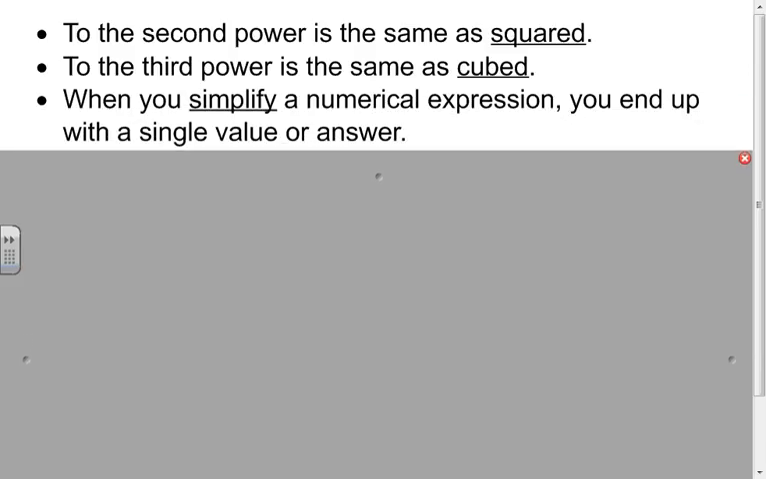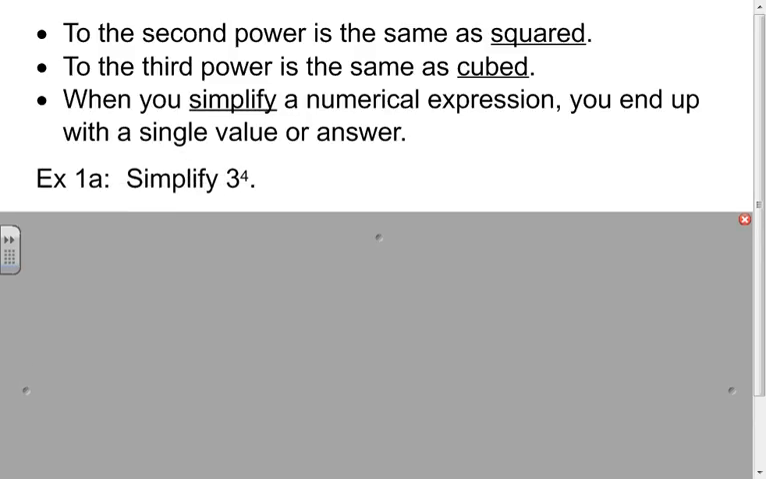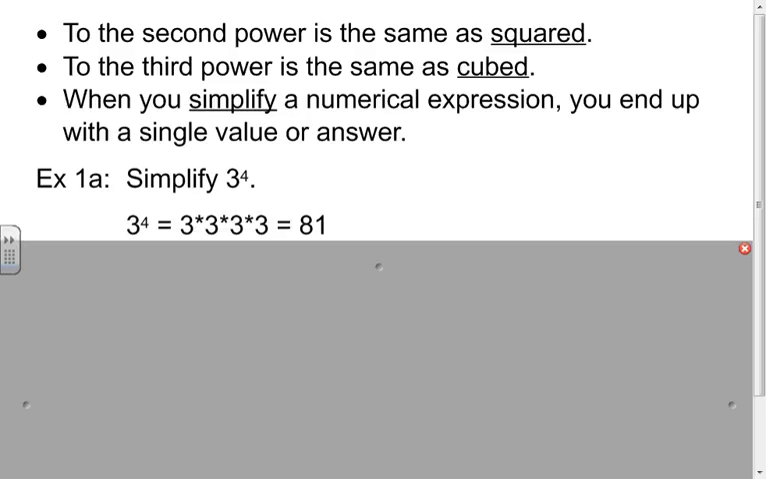When you simplify a numerical expression, you'll see the word simplify a lot in your directions. When you simplify a numerical expression, you end up with a single value or a single answer. For example, example 1a, the directions tell me to simplify 3 to the fourth power. 3 to the fourth power means I take the number 3 and I write it down 4 times. If I multiply all those together, I get the answer is 81. So I took 3 to the fourth power and I simplified it and I came up with one answer.